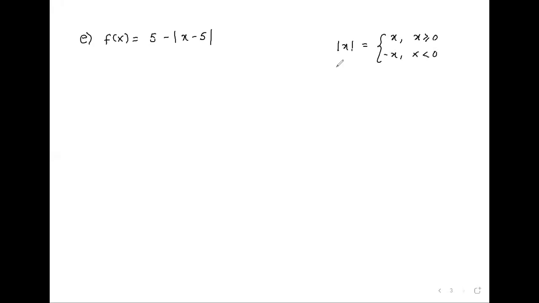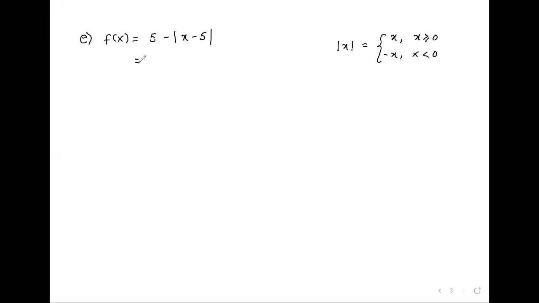Tutorial sheet 9, question 4E. So for the modulus, that's how you define a modulus if you are given the modulus of x.